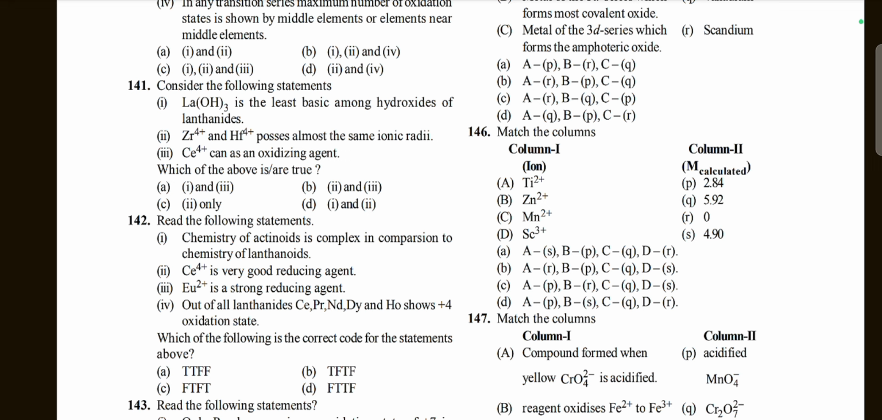Read the following statements and tell the correct code. Chemistry of actinoids is complex in comparison to the chemistry of lanthanoids. Yes, true. Ce4+ is very good reducing agent. No, we just studied. It is a very good oxidizing agent, not reducing agent. Eu2+ is a strong reducing agent. So, yes, this is true. Out of all lanthanides, Ce, Pr, Nd, Dy and Ho show +4 oxidation state. No, this is false. Lanthanoids showing +4 oxidation states are Ce, Pr, Nd, Dy and Tb, not Ho. So, option B will be correct.